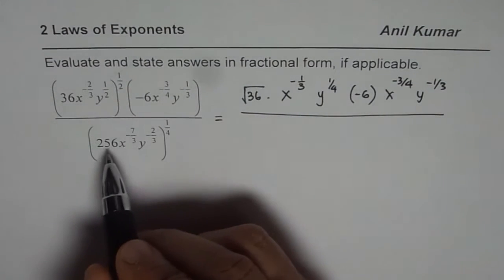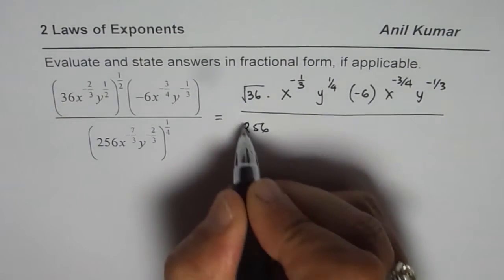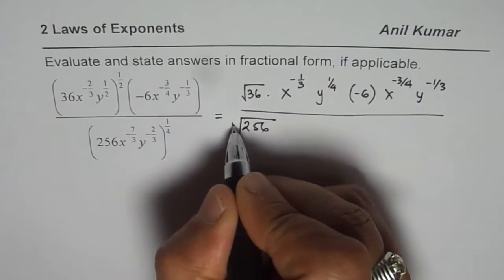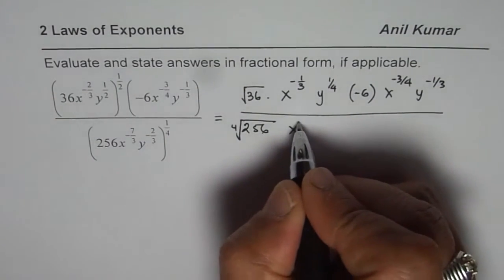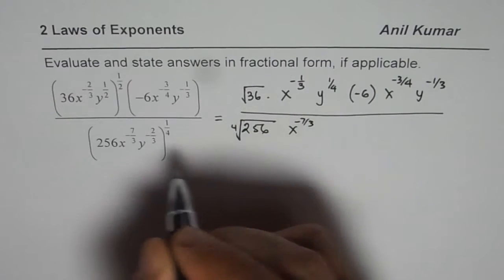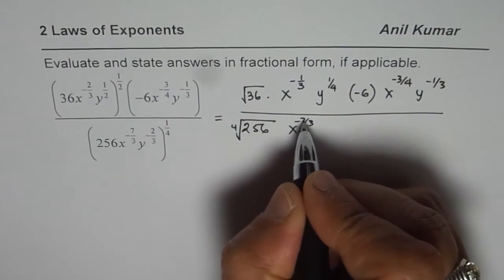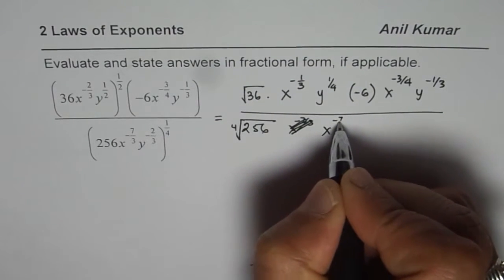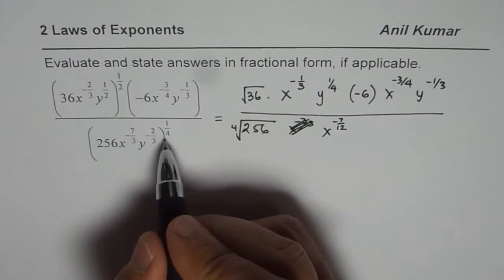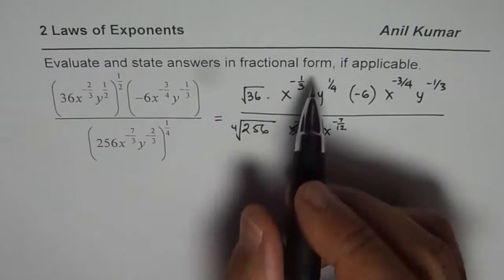Now we have to find the fourth root of 256. So let me write this as 256 fourth root, okay? Right. And x to the power of minus 7 over 3, but times 1 over 4. I should write minus 7 over 12. Let me cross it. Yeah. x to the power of minus 7 over 12, because they get multiplied, right? And so yeah, I did that part, correct?